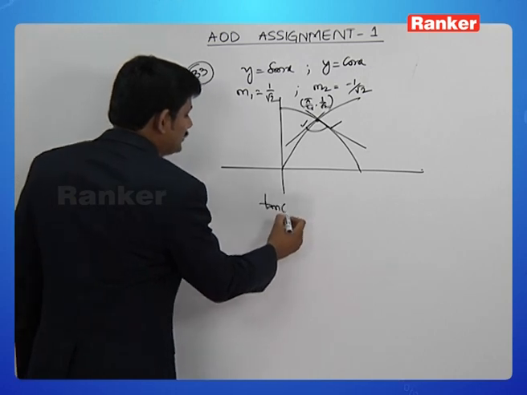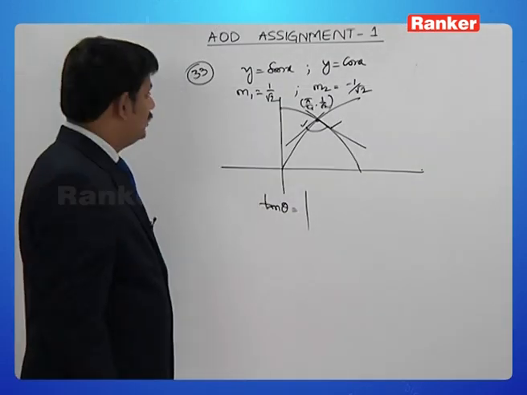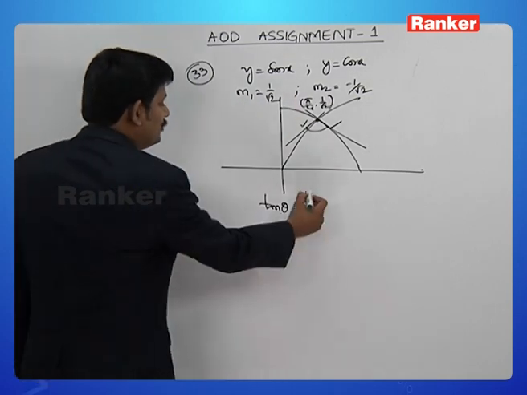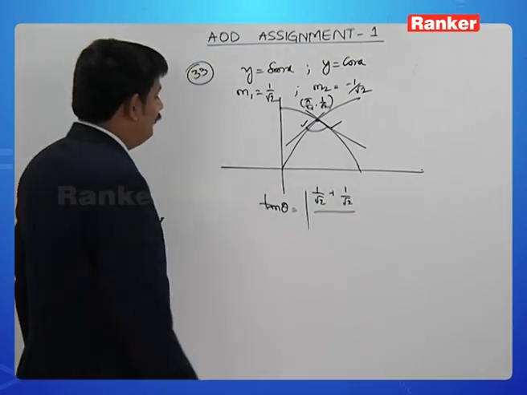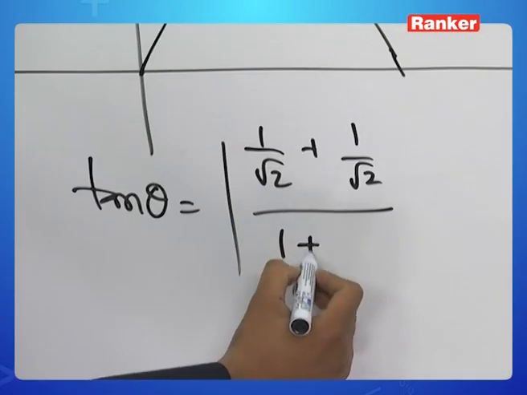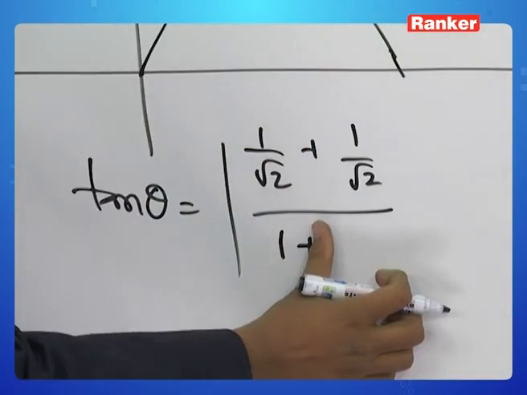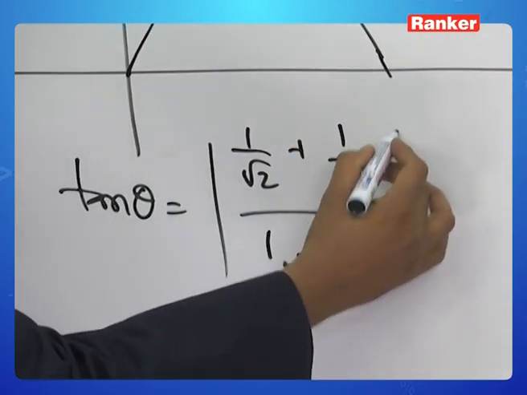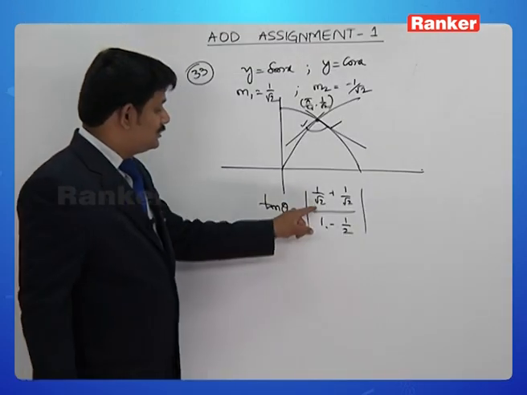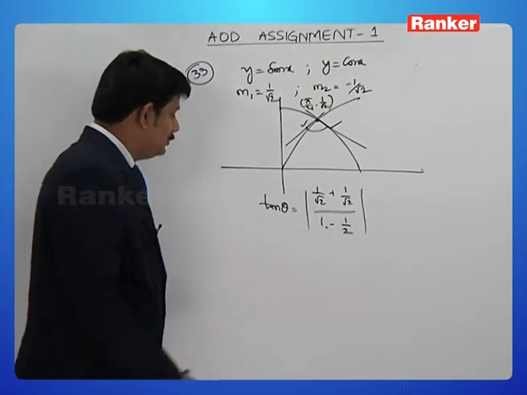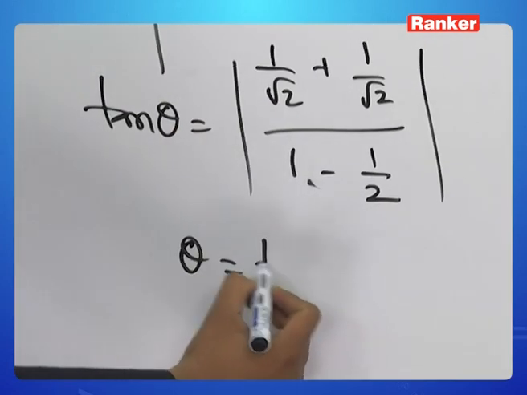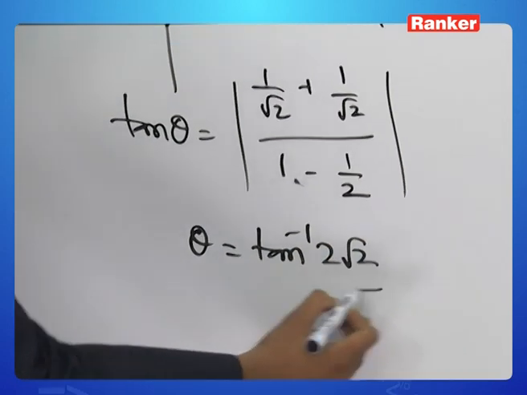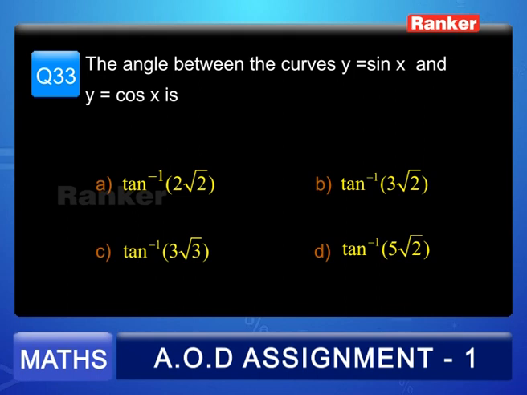For the angle between the tangents, tan theta is equal to the modulus of m1 minus m2, that is 1 by root 2 plus 1 by root 2, divided by 1 plus m1 m2, which is 1 plus 1 by root 2 into minus 1 by root 2, that is 1 minus 1 by 2. So, the numerator is root 2, this 2 goes up, 2 root 2 by 2 minus 1, so tan theta is 2 root 2, or theta is tan inverse 2 root 2. So, the angle is tan inverse 2 root 2, which is option A. Answer is option A.